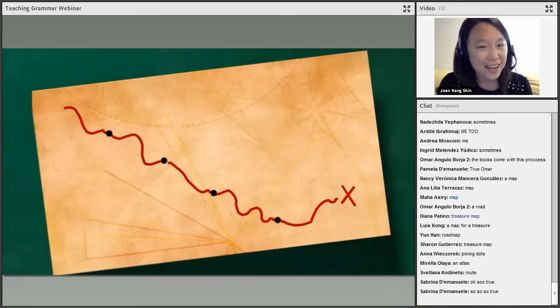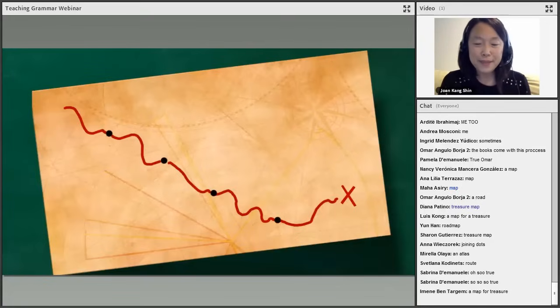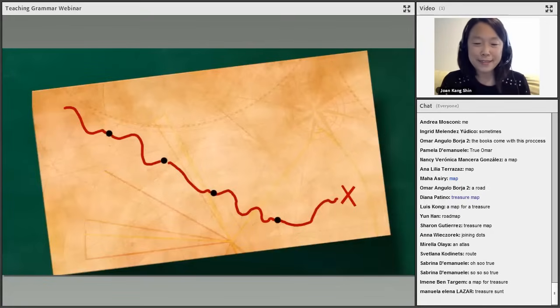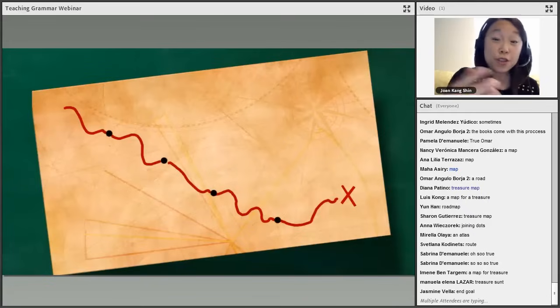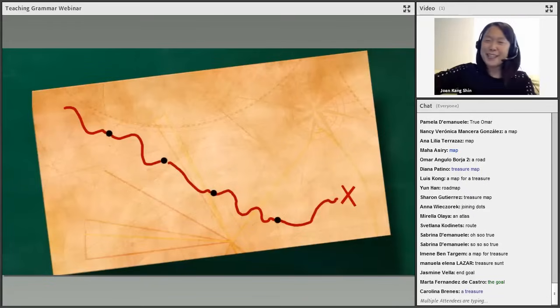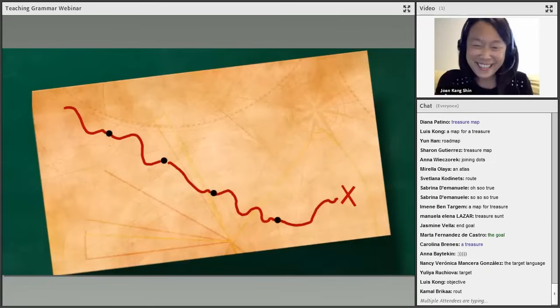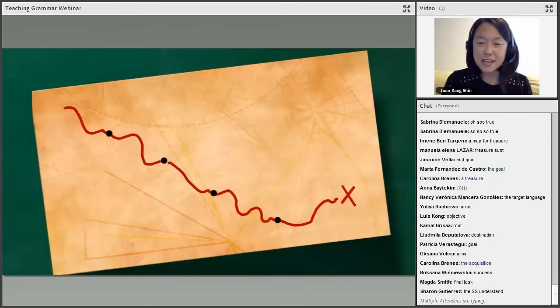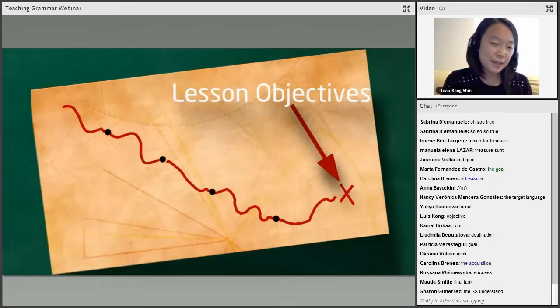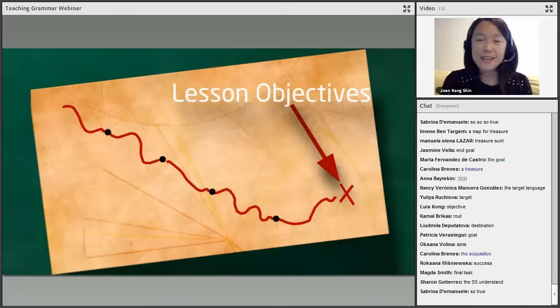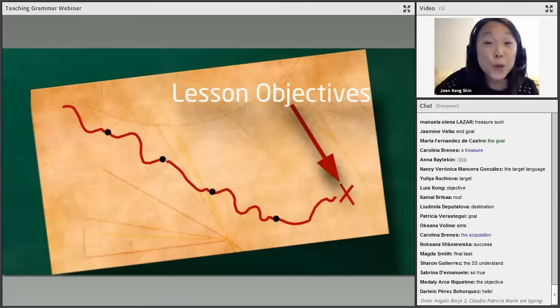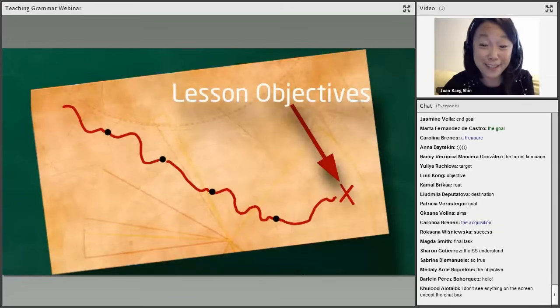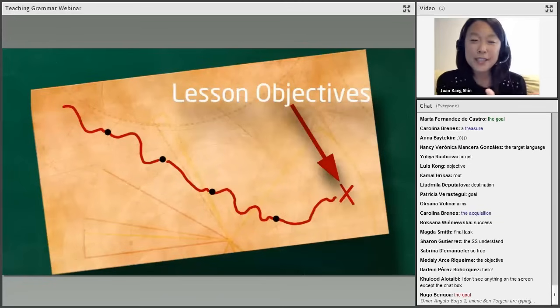And what does the X represent in your lesson plan? A map for treasure. Yes, the treasure is you're fluent in English. Yes, it's the end goal, the treasure, the objective. Okay, Luis, thank you. Luis said what I was getting at. Those are the lesson objectives. That's where you want to end up by the end of the lesson. Okay, so the final destination, those are your lesson objectives.